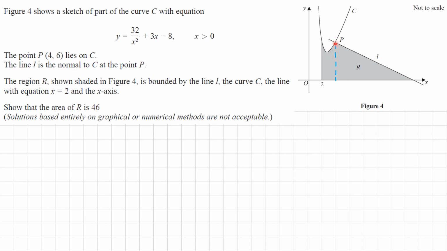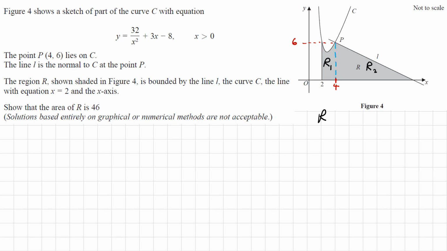Now the dotted line that I've drawn goes vertically down from this point P, and I know the coordinates of P, it's 4, 6, so let's mark that in on the diagram. So I'm just going to go across here to the y-axis, that's going to be a coordinate of 6, and if I go down here to the x-axis, that'll be a value of 4. So what I'm going to do, I'm going to call the region R one part R1 and one part R2.